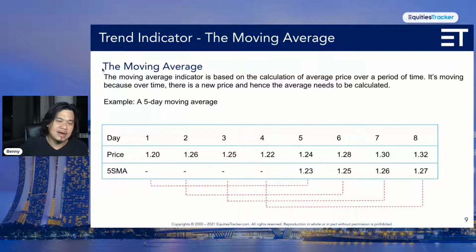Now, let's say for example you have the first 5 days. The first day is 120, the second day 126, the third day 125, the fourth day 122, and the fifth day 124. I want to apply a 5-day moving average, so I have to have at least 5 days of data first before I can calculate the average. If I only have 1 day of data, I cannot calculate the average, because I'm calculating a 5-day average.